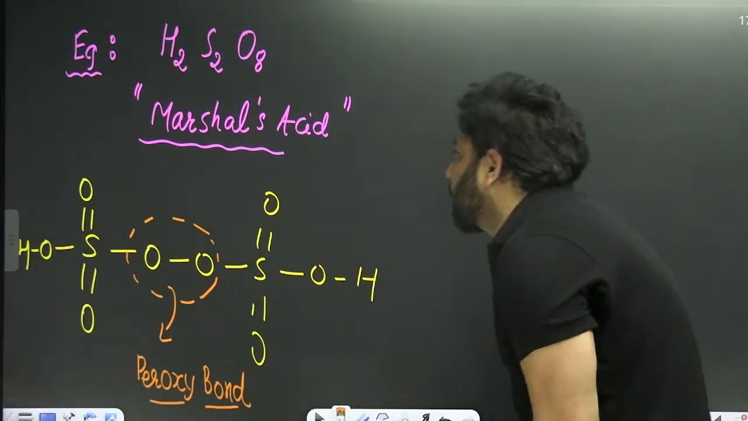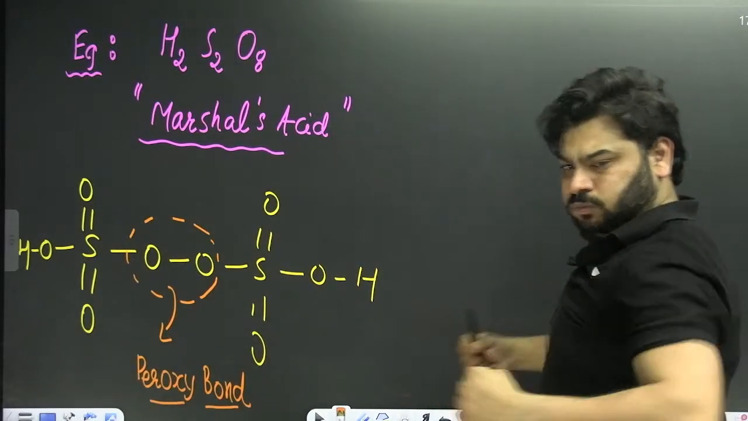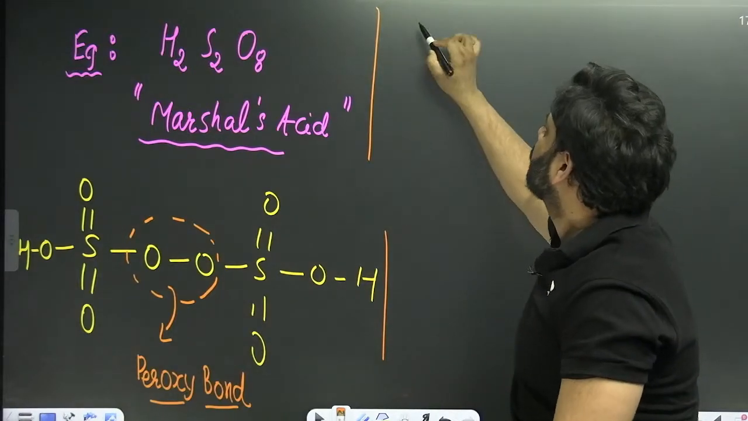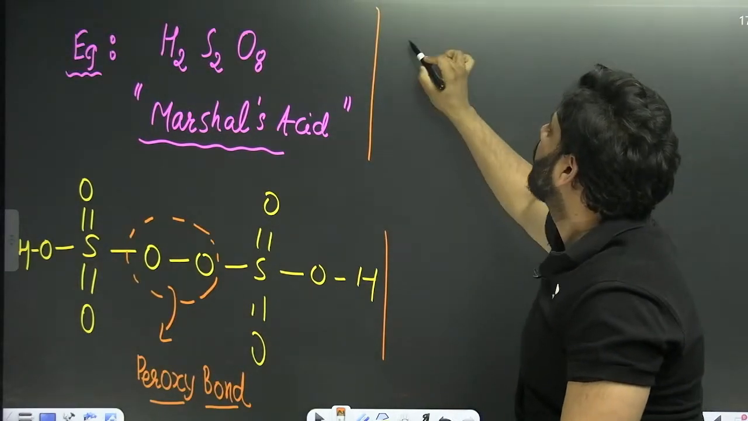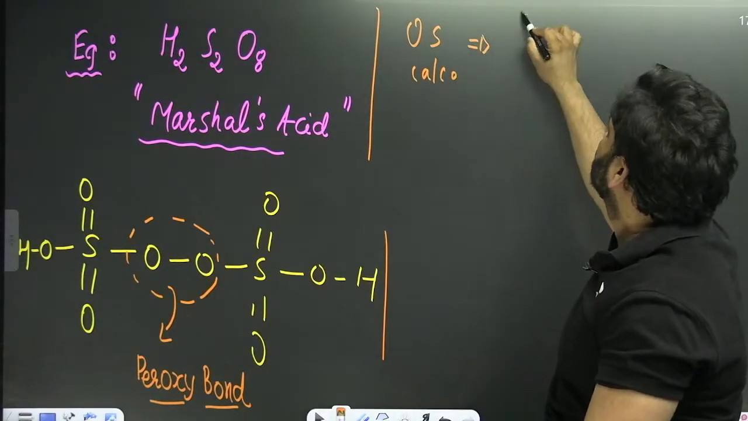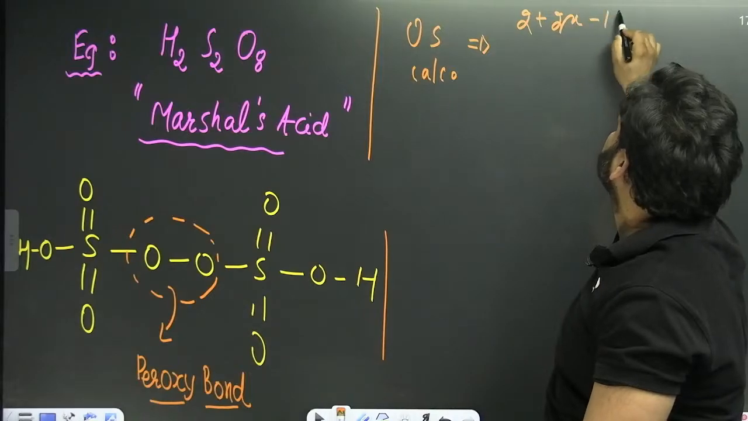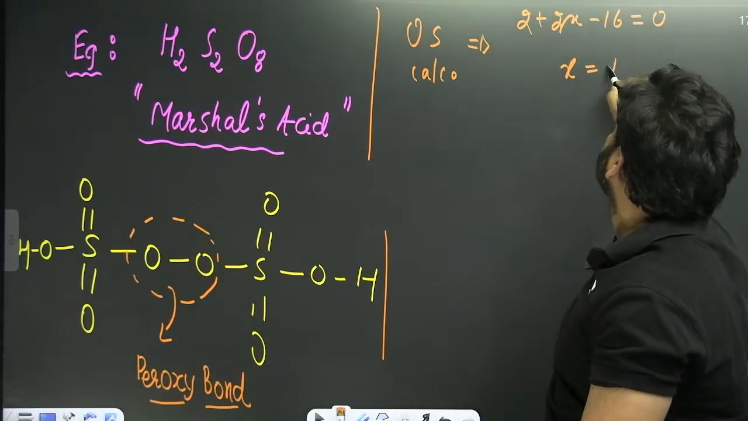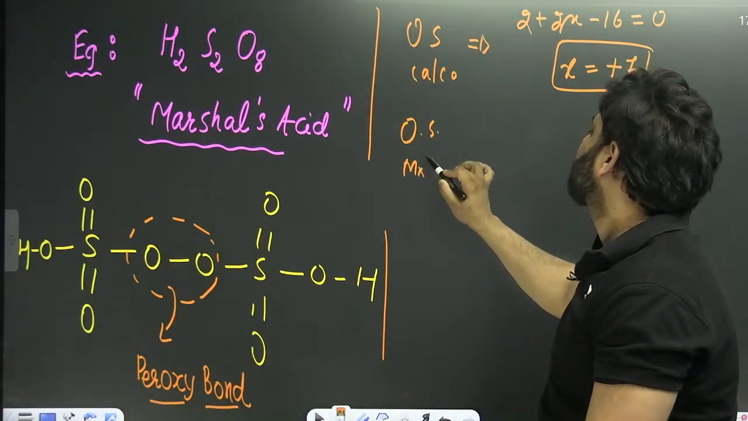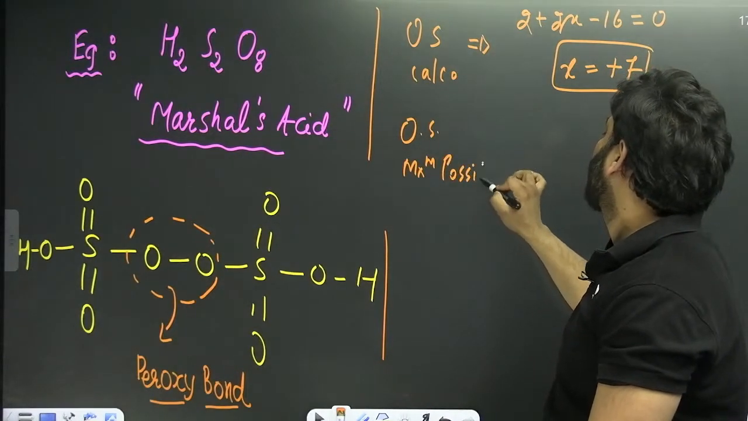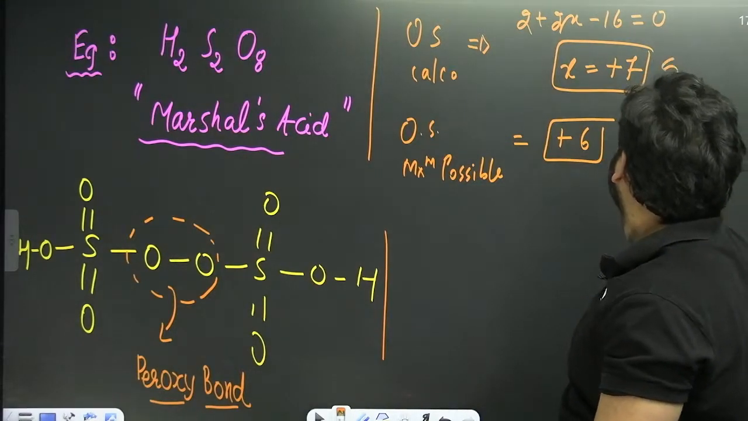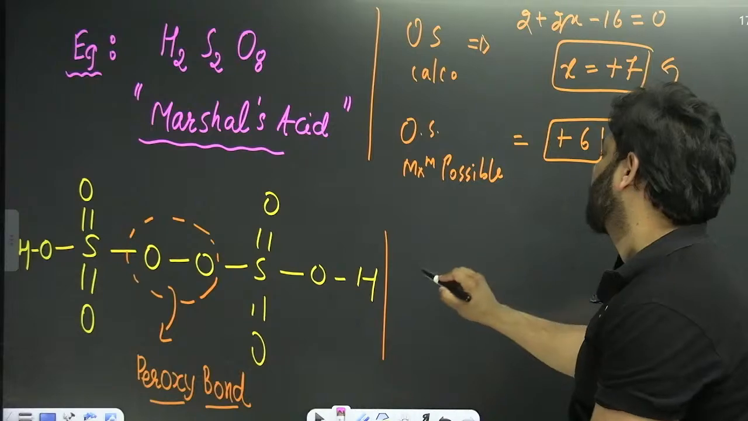So the correct oxidation state will be, if you calculate the oxidation state, how much will it come out? Calculated oxidation state: 2 plus 2x minus 16 is equal to 0. X is positive 7, which is even more than the maximum possible, because the maximum possible oxidation state is how much? Positive 6. So now you compare them. The correct answer should be what? The maximum possible itself.